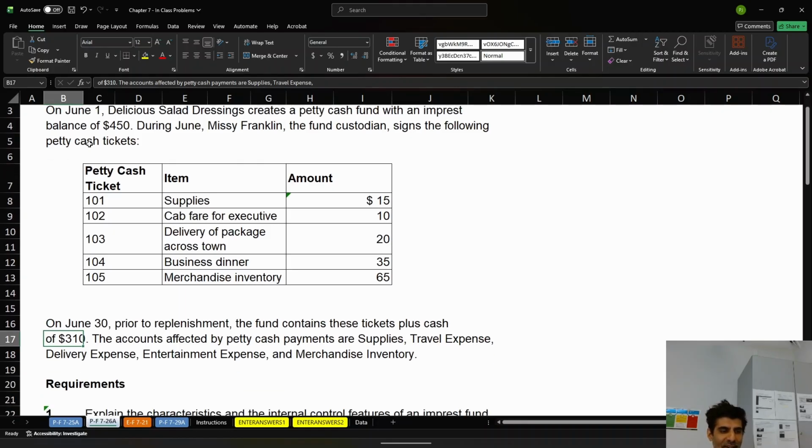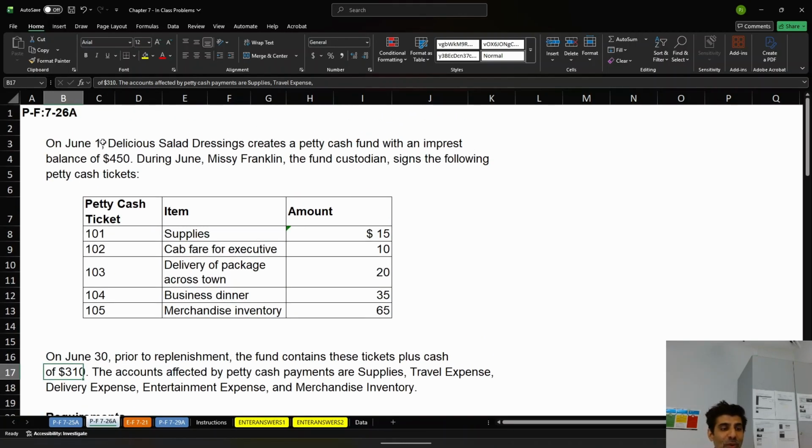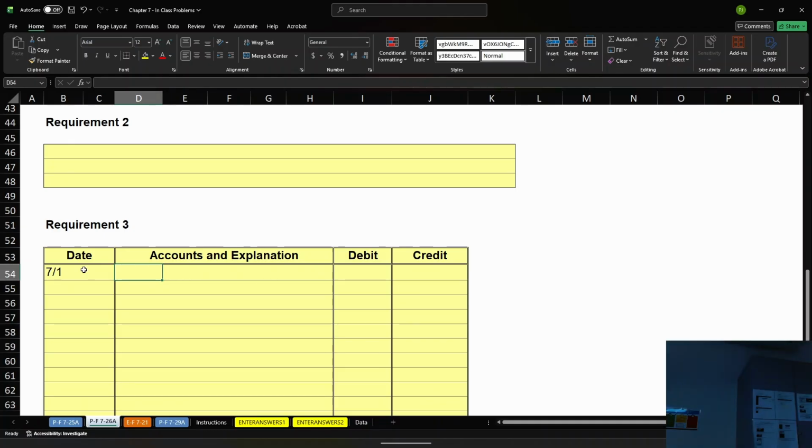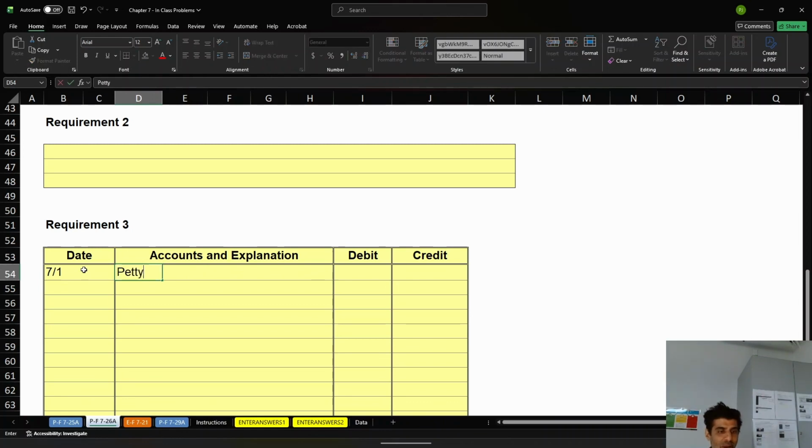First transaction, June 1st, to set it up. Okay, so the first transaction is to debit petty cash, credit cash. Again, petty cash is this kind of sub account of cash that is representing the physical cash that we have in our office or whatever. So we're going to set it up with this journal entry.